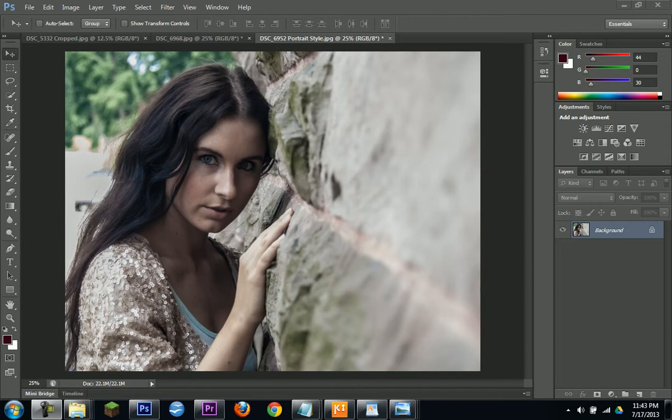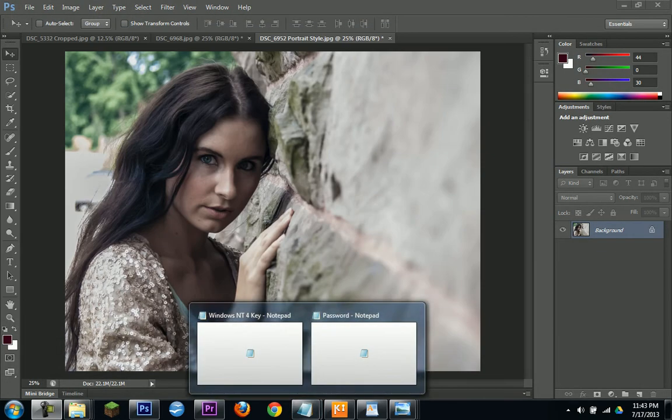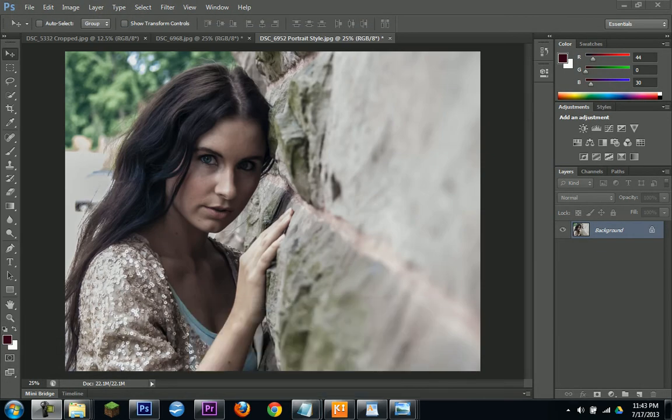So if you don't already know, cropping means taking a bit of the image out. For instance, we could take some of this out and some of this out. The reason we're going to do that is because usually it's the background, but in this case the foreground is overpowering our subject, which is Rachel, the model in this shot.